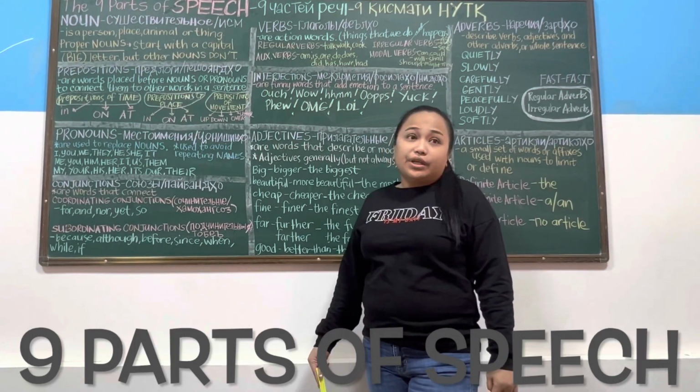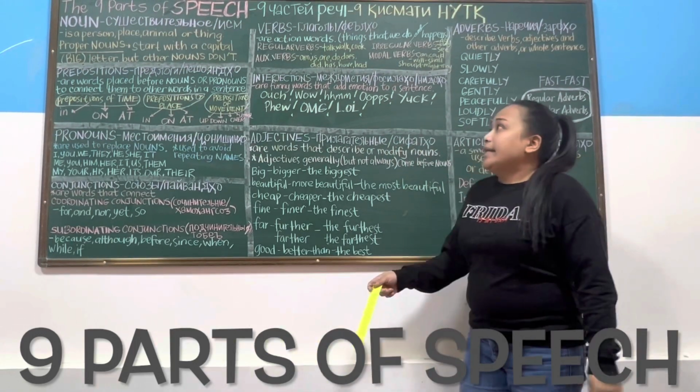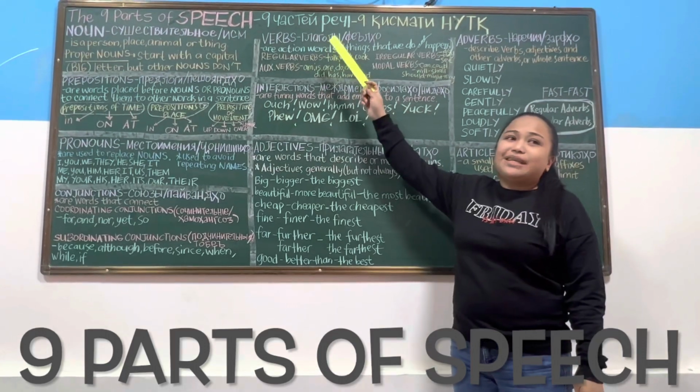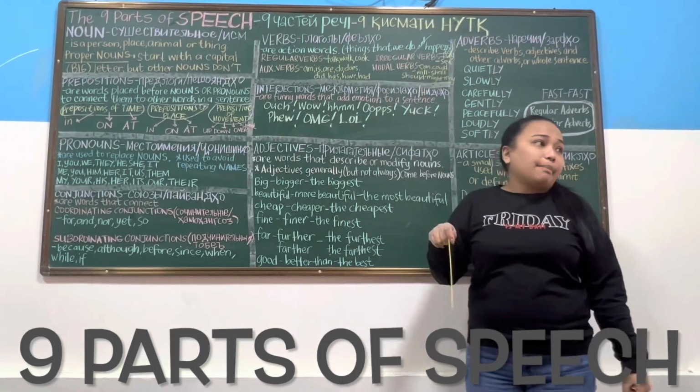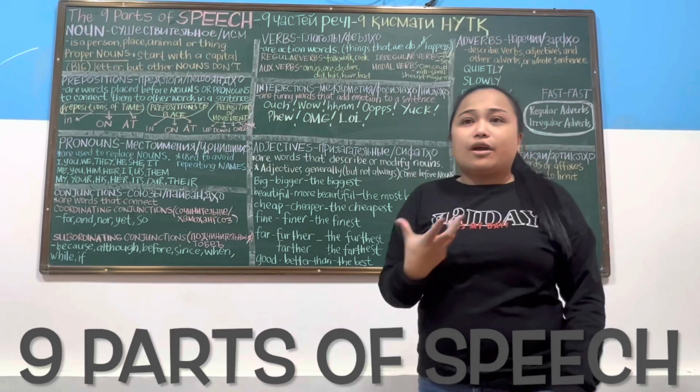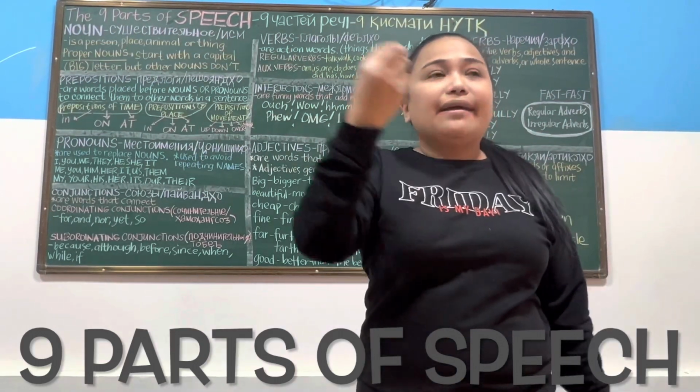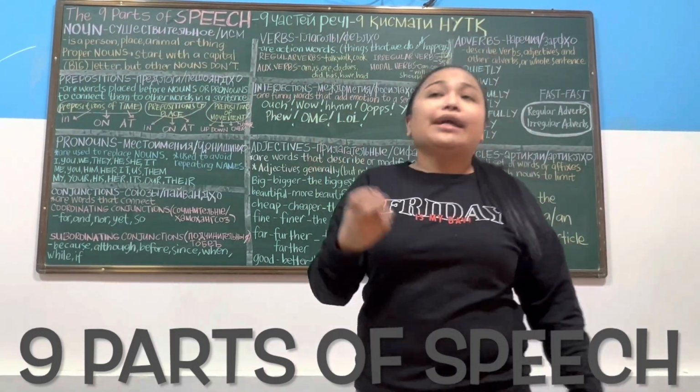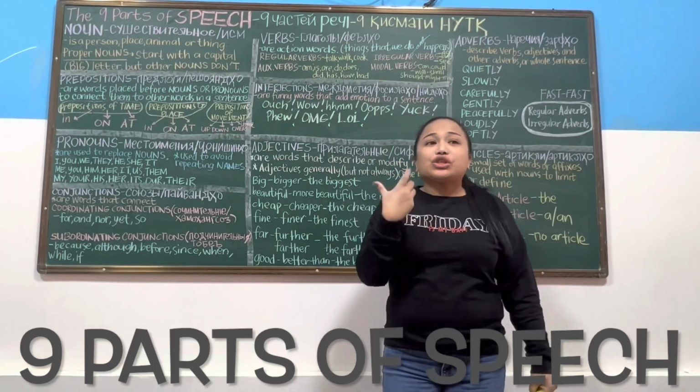Very good. Did you understand? Look at the board. Now, the next part of speech is verb, okay? Verb or verbs. Glagol. You understand? So verbs are action words.